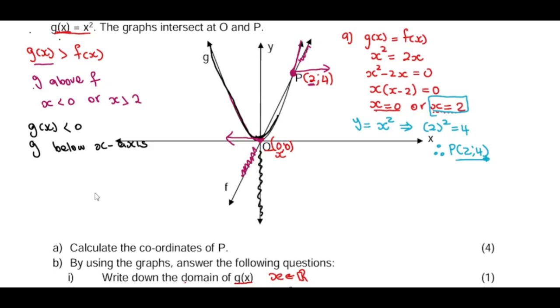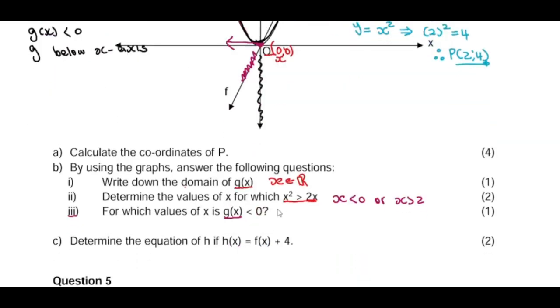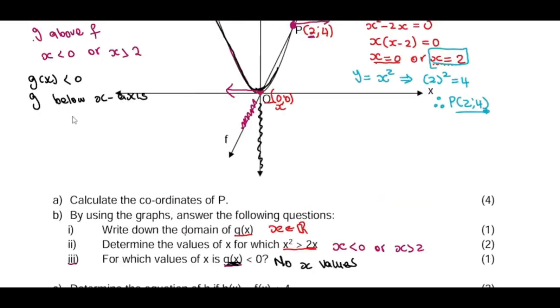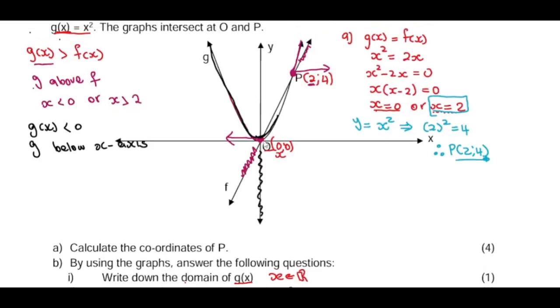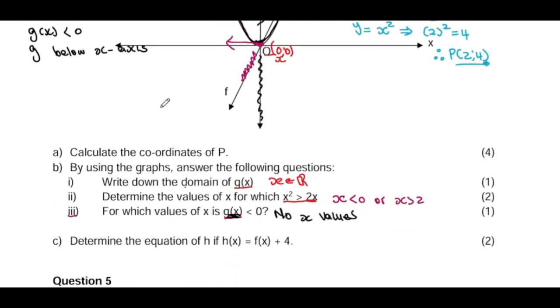This tells you that there's no x values. So the answer for this one, no x values. There's no x values where g of x is negative. There's no x values where g of x is below the x-axis. So this tells you that g only takes positive y values. There's no negative. So there's no x value that has what? Negative y value. All of the x values will contain positive y values, because look at how the graph looks like. I hope that was an easy one.